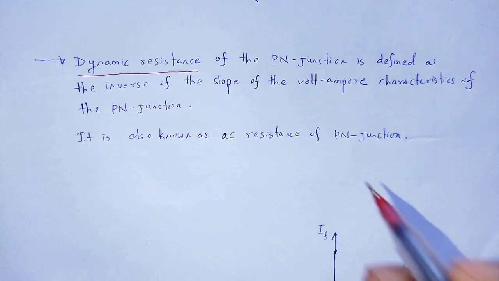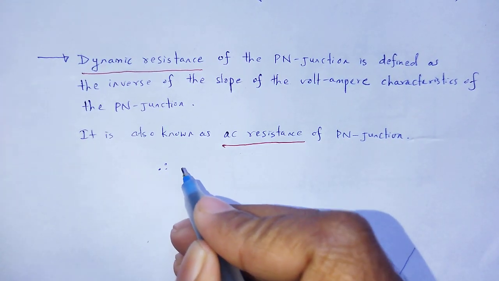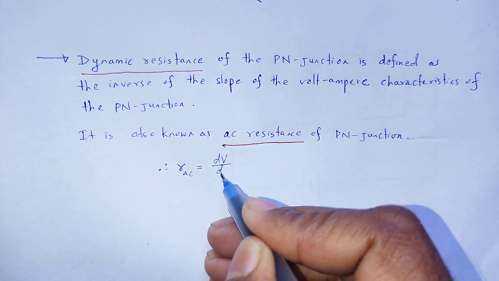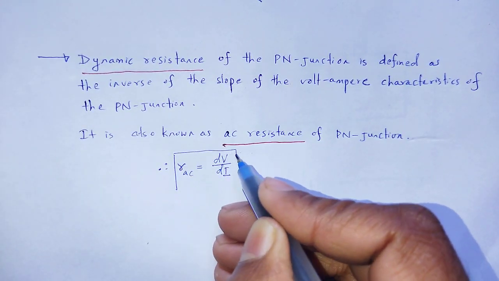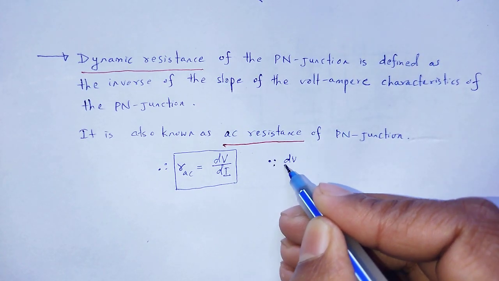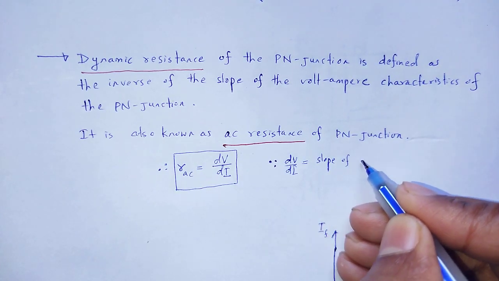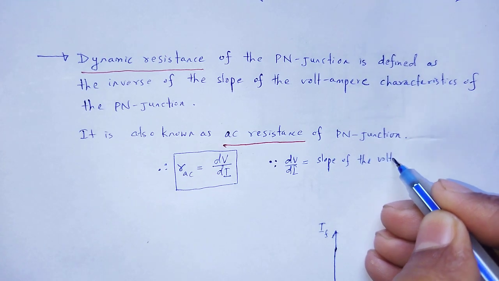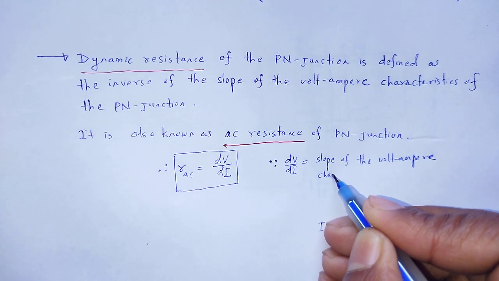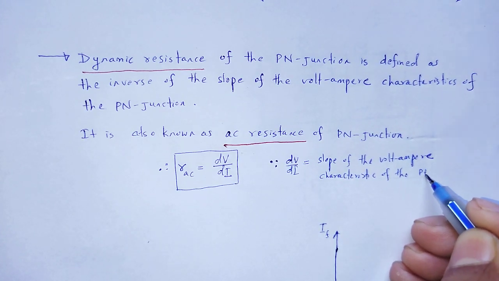The dynamic resistance is also known as AC resistance of the p-n junction, and it can be written R_AC is equal to dV by dI, where dV by dI is the slope of the volt-ampere characteristic of the p-n junction.